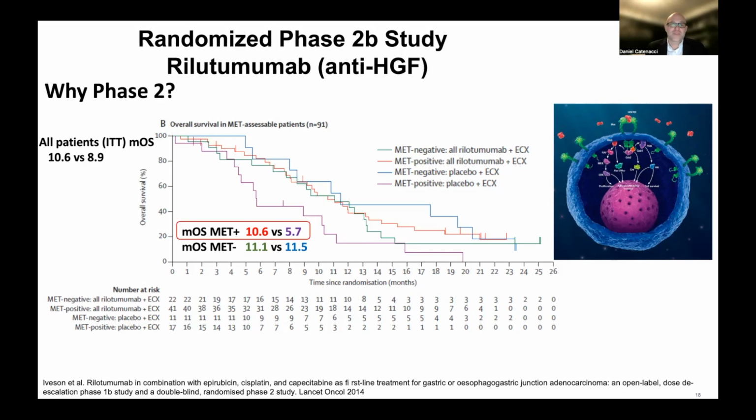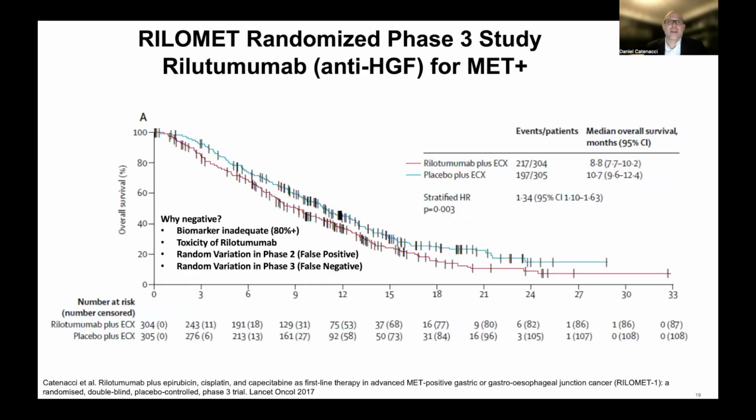But we also have to say that these were relatively small numbers. And so was this definitive? Did we need to do a phase 3 study? Absolutely, because these are just relatively few numbers. And we've learned that random variation can lead to these differences, not true differences in true benefit from the drug. And so that led to a randomized phase 3 global study called the RILOMET study, selecting only for MET positive tumors. And unfortunately, that study was negative.